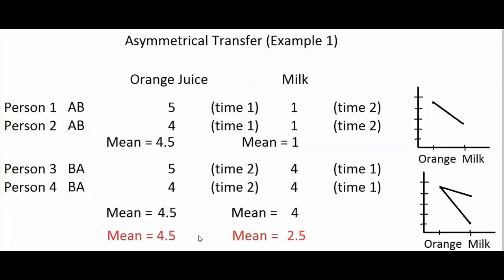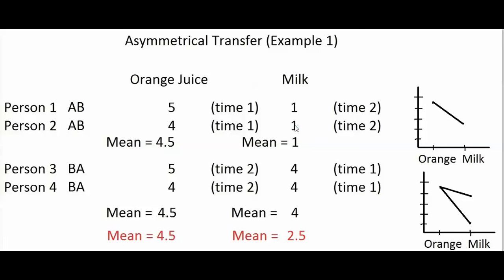You can see this difference right here in this graph. This is 4.5, this is 2.5. So this is the average of all 4 orange juice ratings. This is the average of all 4 milk ratings. This milk average right here is being dragged down by these 2 low ratings that happened at time 1. If these 2 ratings weren't there, then this overall milk average would be higher.